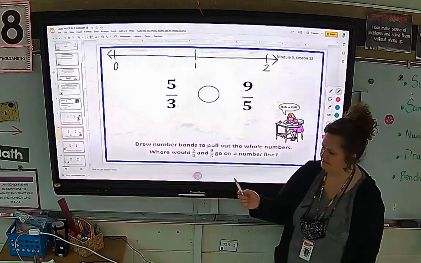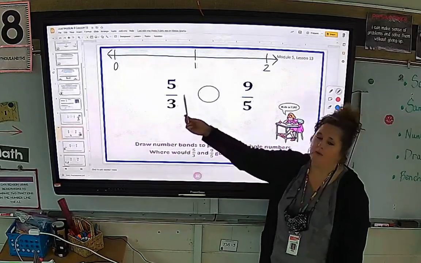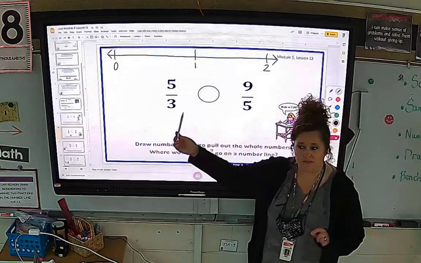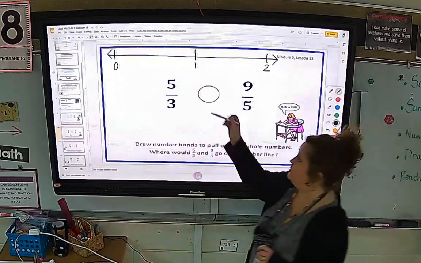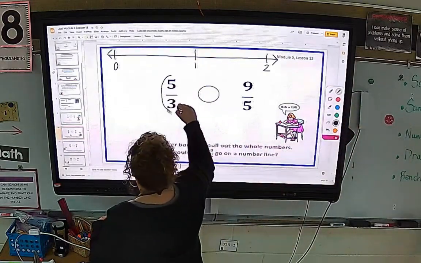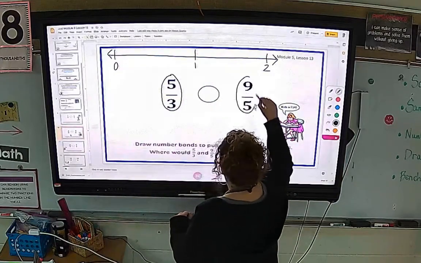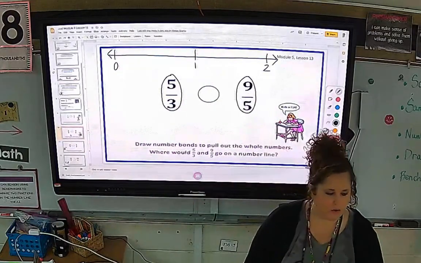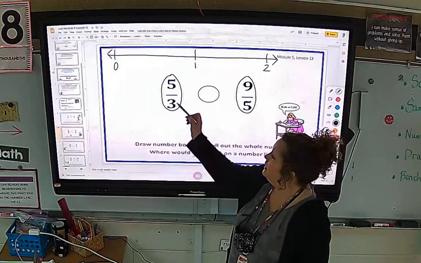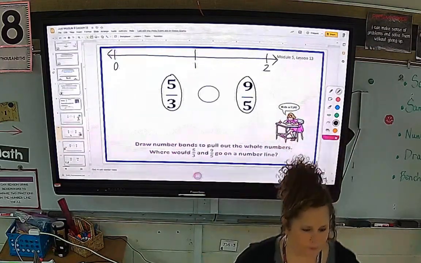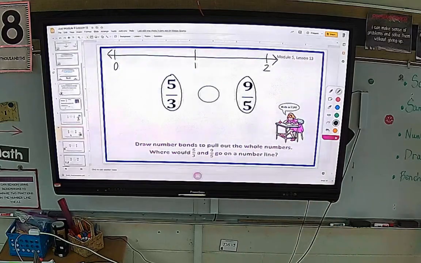No. Something really bright. So we need to know how far past the whole number 1 each of these has gotten. So we are going to do that number bond thing. Okay. Now, on your board, kind of in the bottom half, let's make a number bond. Let's get some practice doing this together with 5/3.